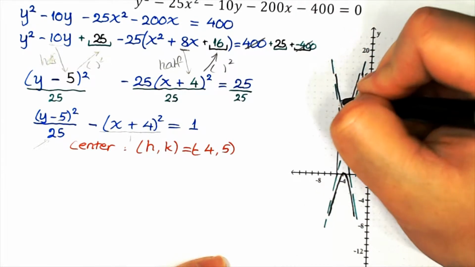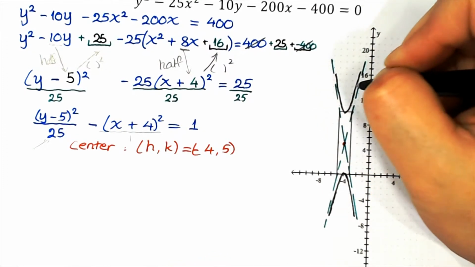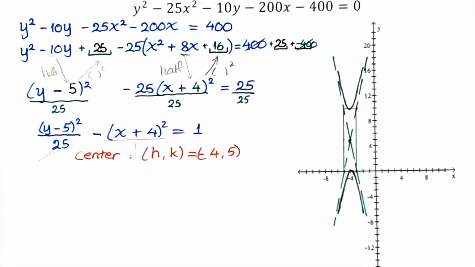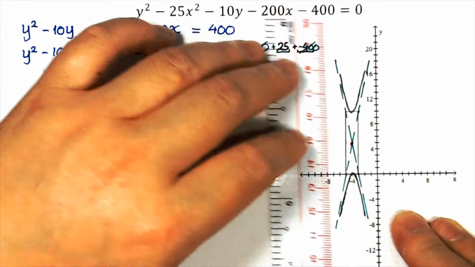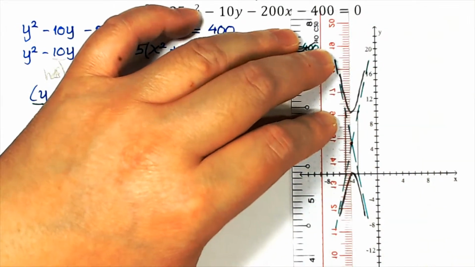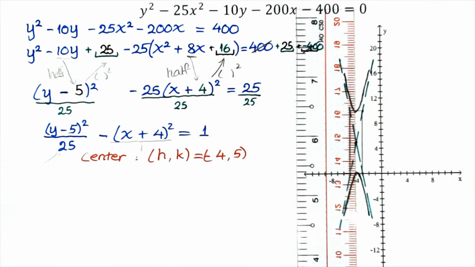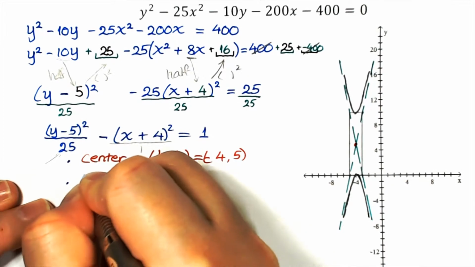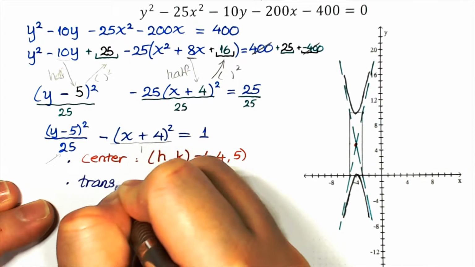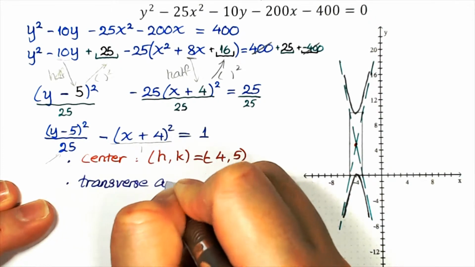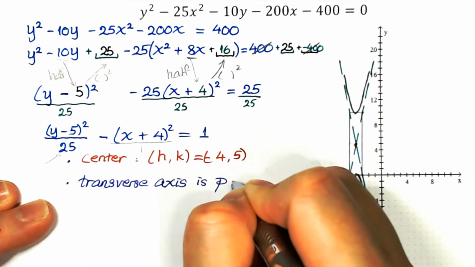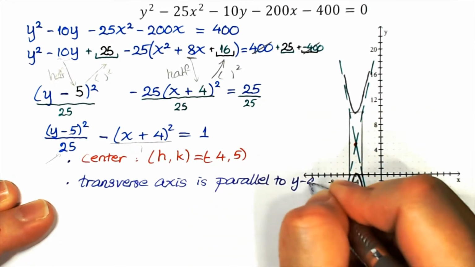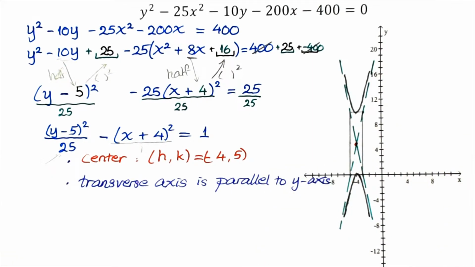So the graph is actually easier to graph than to find the other information. We know the center is (-4, 5). That's the first thing. Next, because it opened up and down, the transverse axis is going to be this line, and that is parallel to the y-axis. So we write: the first one is the center. Next, the transverse axis is parallel to the y-axis, on the line x equal to -4.